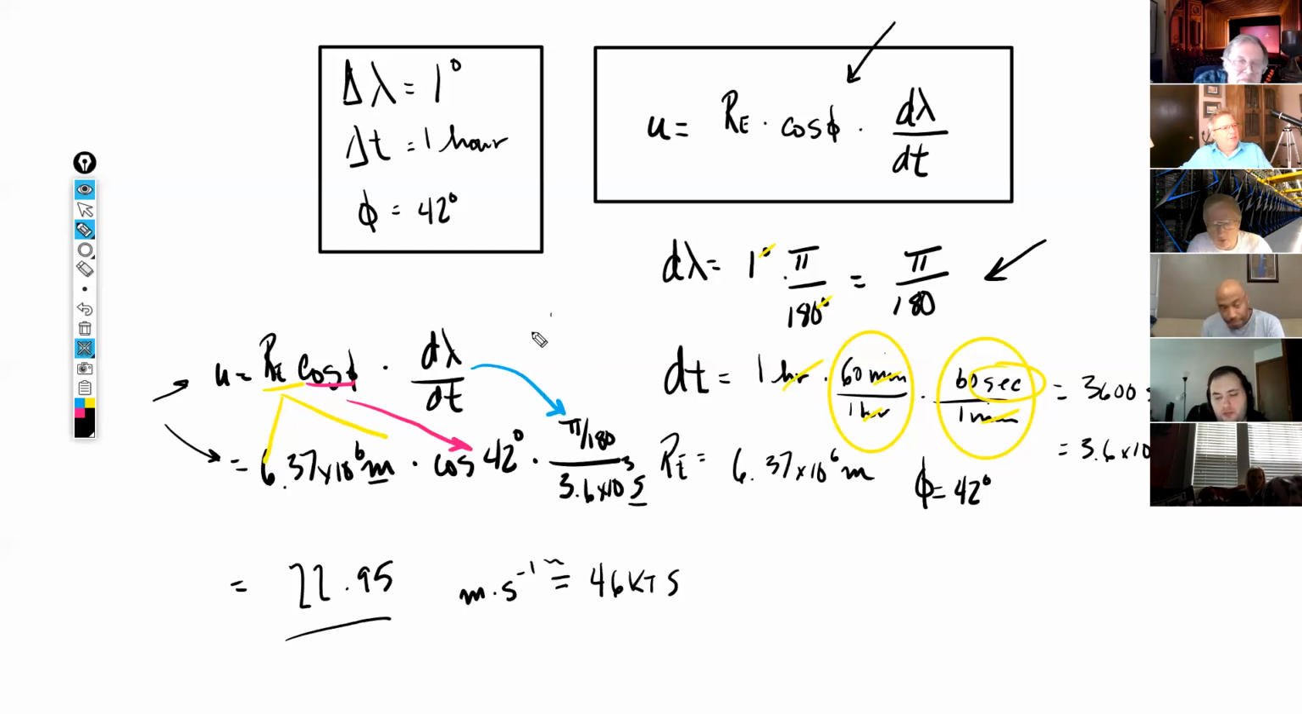Any questions on this? Could you repeat the 5-step process? Write down the equation. Second one is write down what you know in scientific notation. The third would be isolate the unknown.